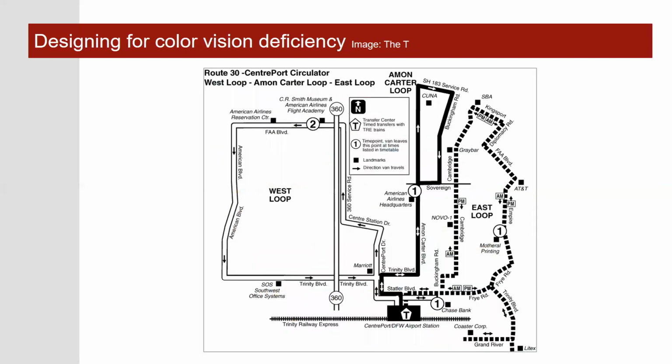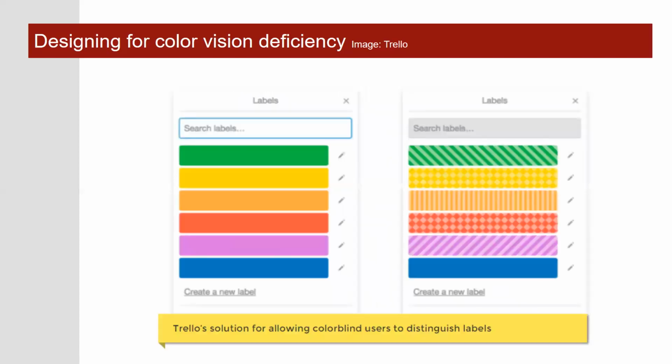Another strategy might be to use different patterns for the lines instead of or in addition to colors. This slide depicts a different transit map where that strategy is applied. One line is solid black, another's dotted black, another has just a black outline. Another approach is to use both color and pattern. This slide depicts colored labels used in the Trello project management system. When Trello's colorblind mode is enabled, a different pattern is added for each color, allowing users with color vision deficiencies to perceive differences among labels.